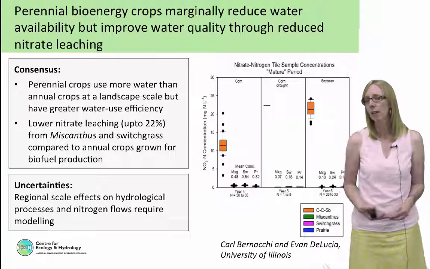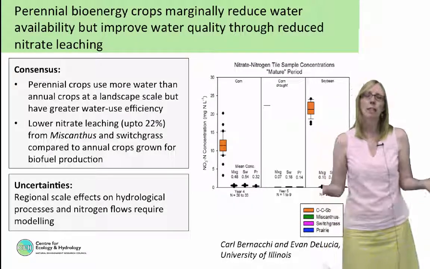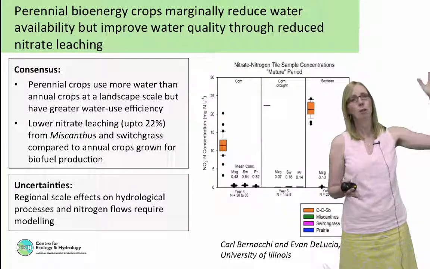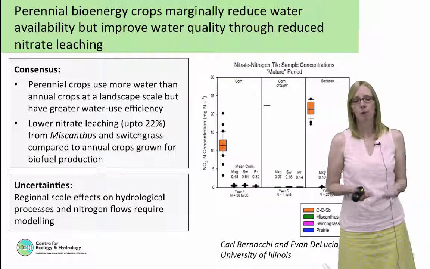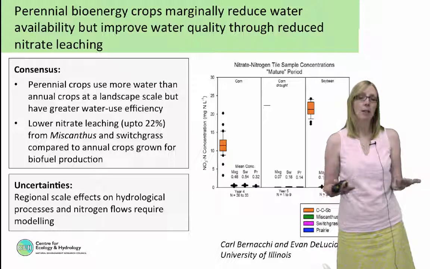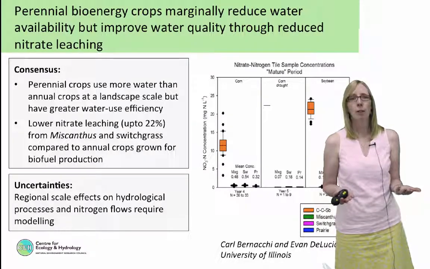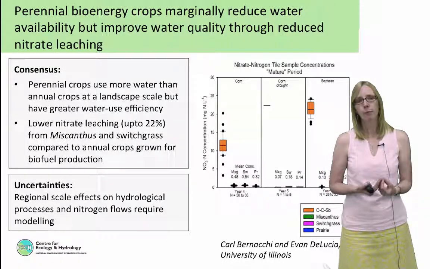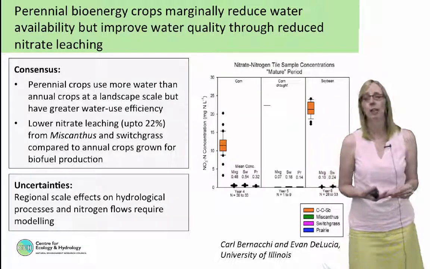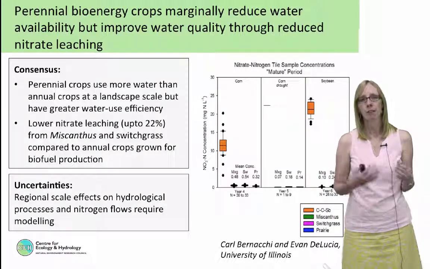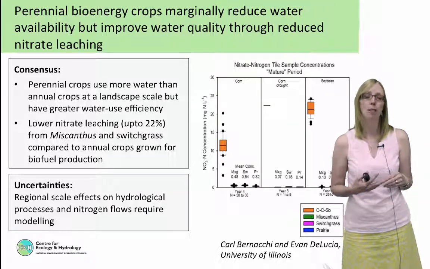And what they've shown is that these perennial crops, which are really enormous crops, they can grow to 3 or 4 metres tall, use more water than annual crops. And that's not surprising. They use more water at a landscape scale, but they are very efficient. On the plus side, they've shown real decreases in nitrate leaching because these crops are really efficient in their nitrogen use as well as their water use.